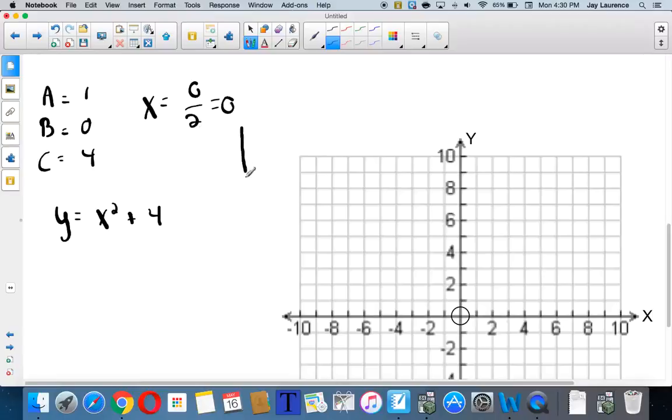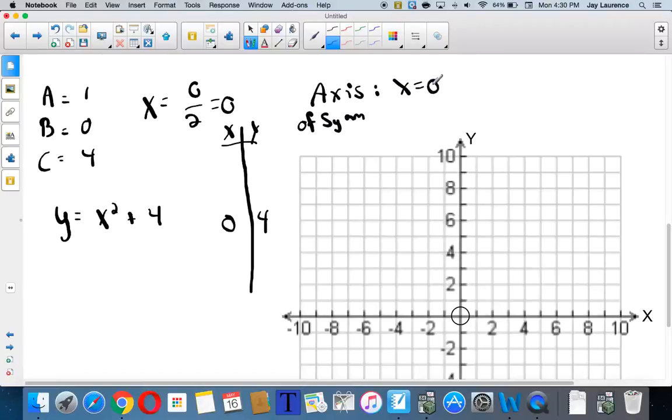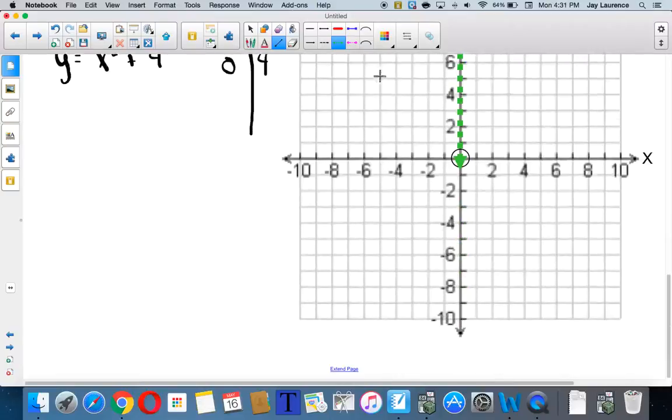And I'm going to put my input-output table right here, I think. X and Y. Okay, vertex is going to be smack in the middle. And it looks like it's going to be 0, 4. How did I get the 4? I plug 0 in for x. Now, by the way, the axis of symmetry is going to be the line x equals 0. Okay. So, there we go. I'm going to draw the axis of symmetry in on this one. That's what I'm doing, in case you're wondering.